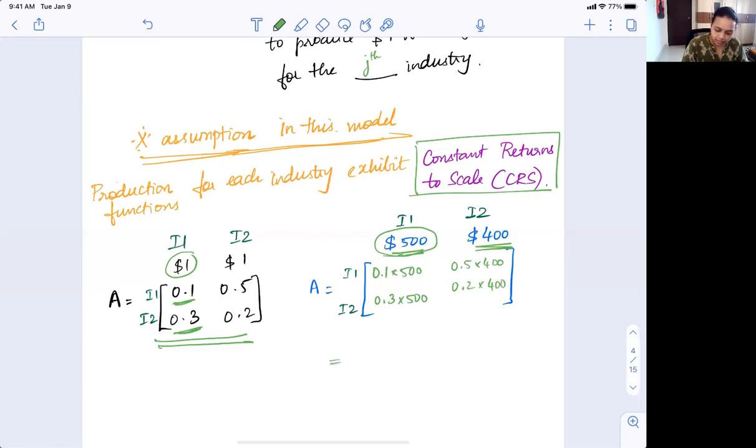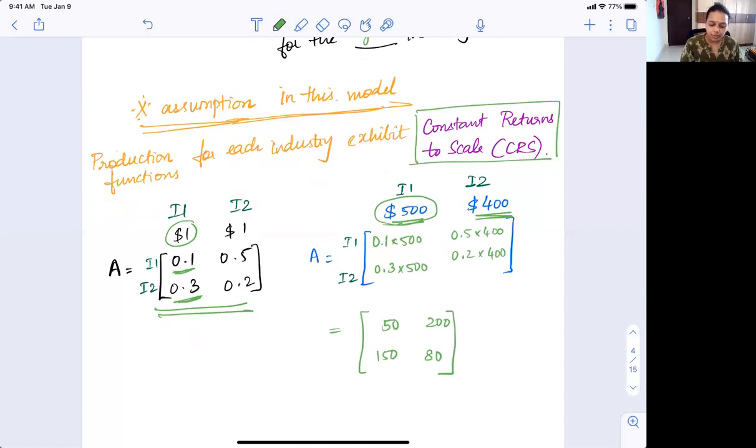And that then becomes 50, this will be... no, it will be 200. Hold on. So 0.5 times 400, yeah, this will be 200, and then we have 150, and this will be 150, and we have 80 here. Sorry. So this then becomes the technology matrix when you're producing this particular level of output.